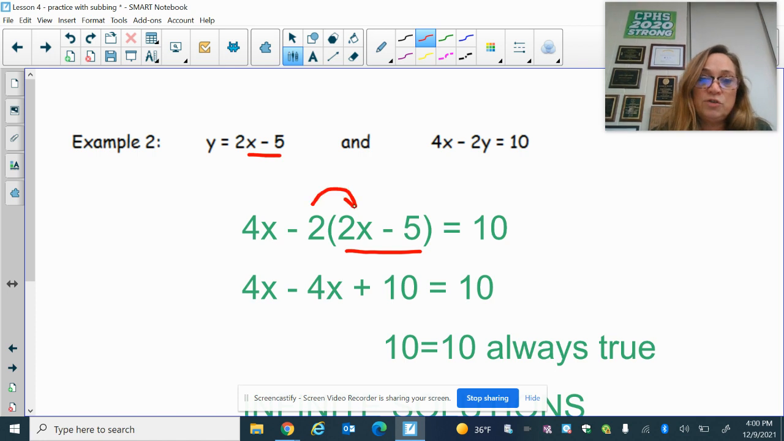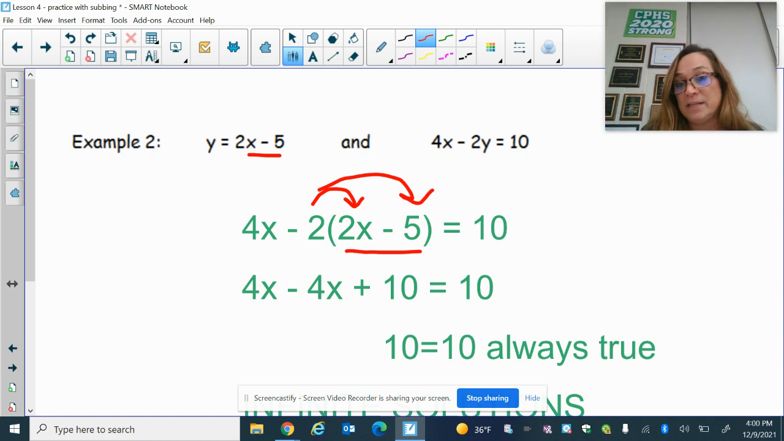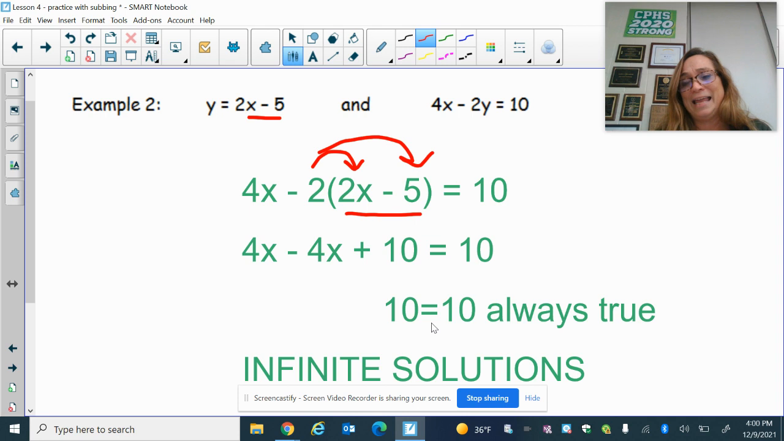So then this is the distributive property. And be careful with that. Negative times negative is positive. So I end up with this equation that says 10 equals 10. We had that before in Unit 2 with solving equations. When you get 10 equals 10, that's always true.